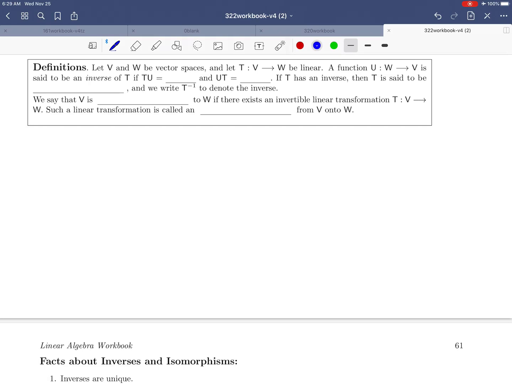Hello everybody, and welcome to the continuation of page 60. So in this video we're going to start by filling in this box of definitions here. These definitions are going to relate back to the discussion that we had in example 1.